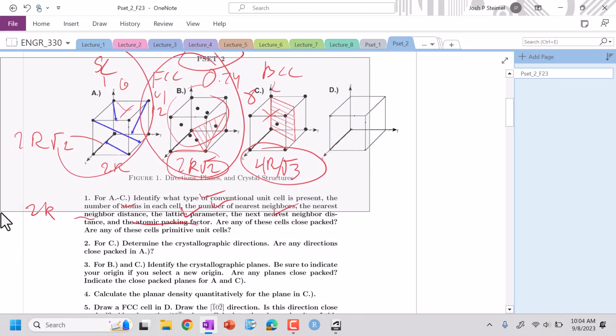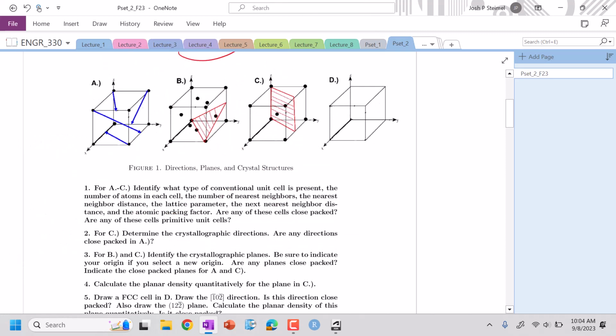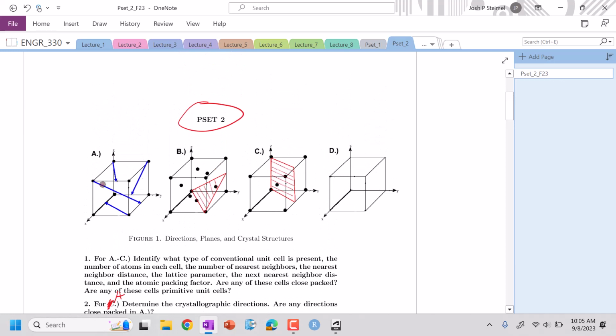Number 1 is done. Now let me erase all these. Determine the crystallographic directions in A, or actually for C, excuse me, that's a typo, A. Are there any directions close packed in A? I'll make a note of that. So let's look at the directions and let's figure these out. So let's do this one first.